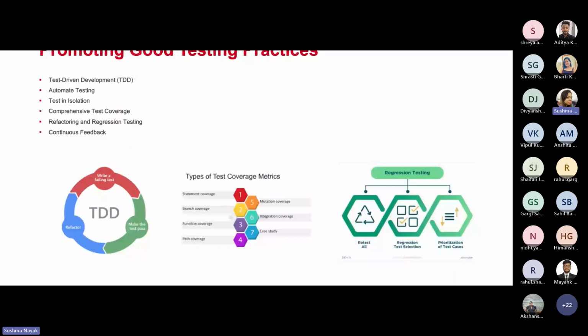Now, promoting good testing practices. These are a few of the testing practices we should follow. The first one is test driven development, TDD. Here, you write the test before writing the code. This is a very big plus point, as it ensures that the code is developed to meet the requirement.